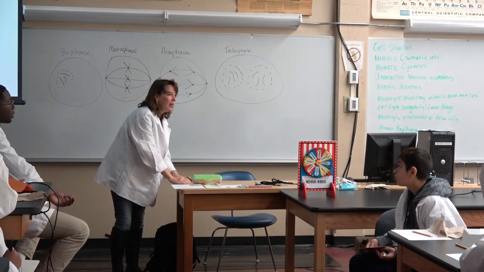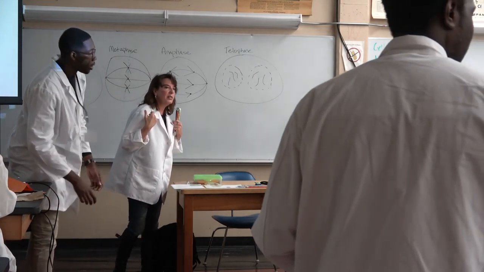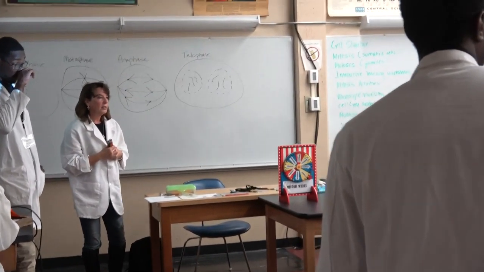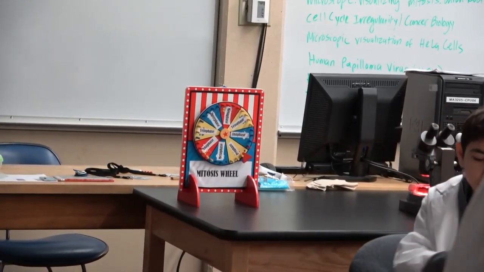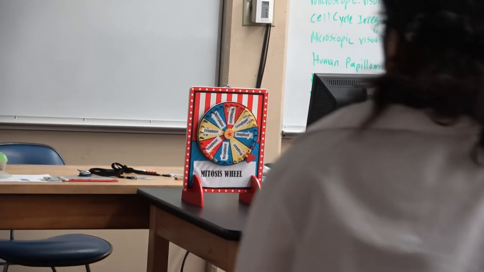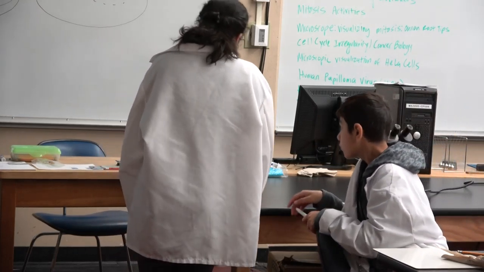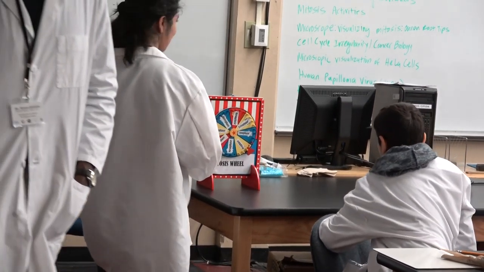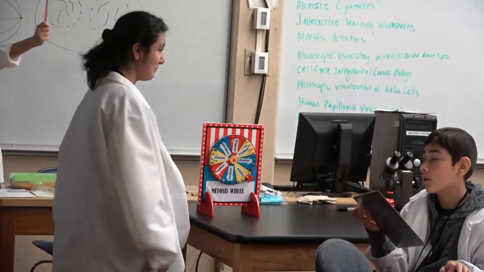Okay, now I need a brave volunteer to come up and spin the wheel of mitosis. Okay, so what we're going to do, clear your slates. Listen to me. What is your name? Daphne. Daphne is going to spin the wheel of mitosis, and whoever draws what it lands on first will get one of these fine Saturday Academy pencils.